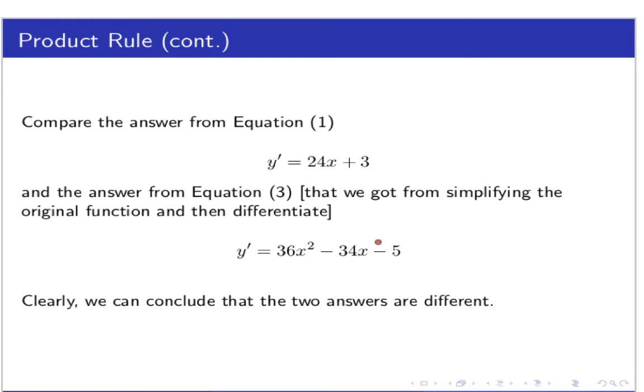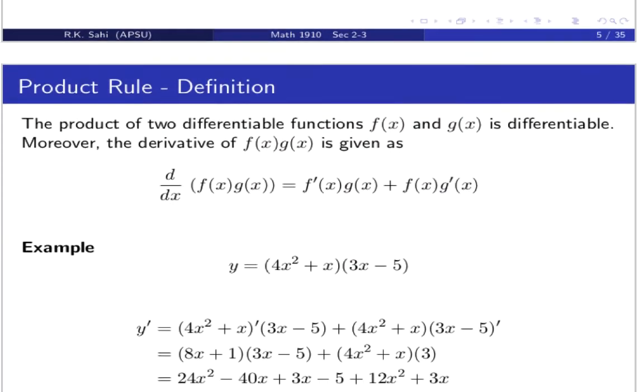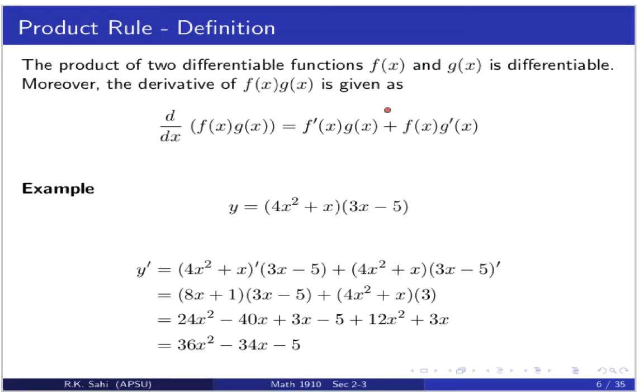Now let's look at the real definition of the product rule. The product of two differentiable functions f(x) and g(x) is also differentiable, and it is given like this. The derivative d/dx of f(x) times g(x) is the derivative of the first, f prime of x, times the second function. So think of this as first times the second: the differential of the first function times the second function plus the first function times the differential of the second.